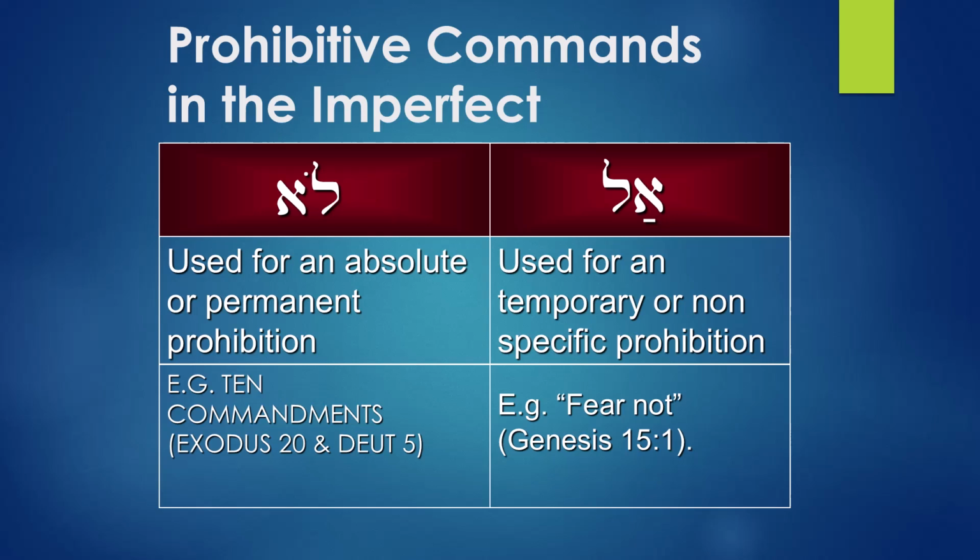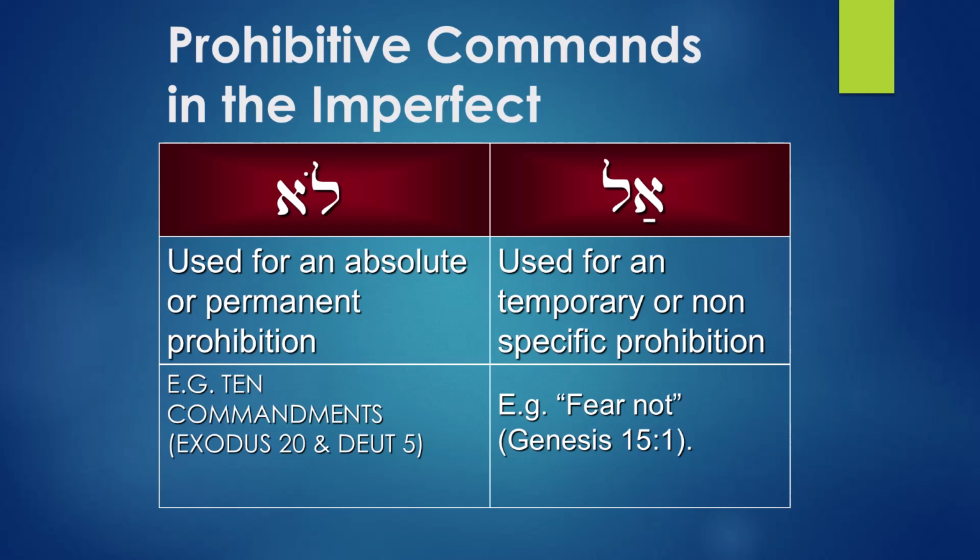So there are two ways of prohibiting somebody. There are two ways of stopping somebody from doing an action in Hebrew, depending on whether the action is an immediate command or an ongoing command. So let's look at both of them. Prohibitions in Hebrew do not use the imperative mood. Instead, biblical Hebrew uses the imperfect tense with the negative particles. So when you want to prohibit somebody in Hebrew, you're going to use these negative particles with the imperfect tense.